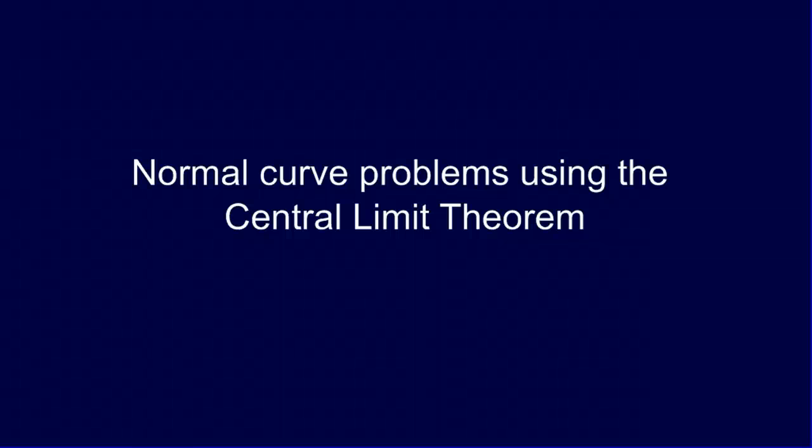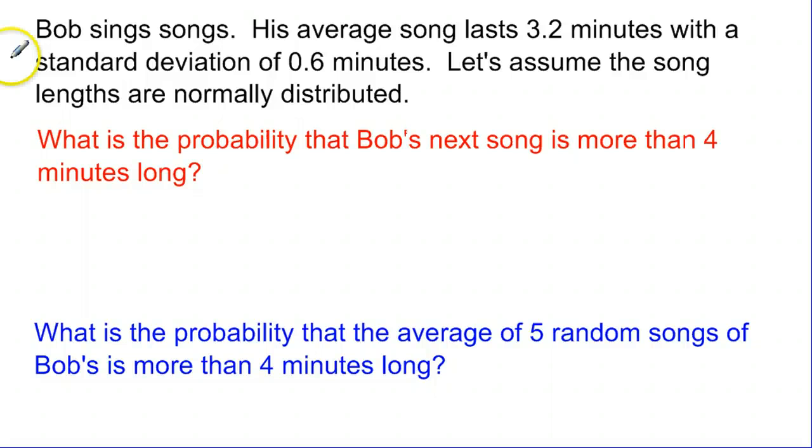AP-style normal curve problems using the central limit theorem, as well as problems that don't require the central limit theorem. So let's say Bob sings songs. Good for Bob. His average song lasts 3.2 minutes with a standard deviation of 0.6 minutes. Let's assume the song lengths are normally distributed. So assuming normally distributed means that the population of all the song lengths follows a nice, perfect normal curve. What is the probability that Bob's next song is more than 4 minutes long?